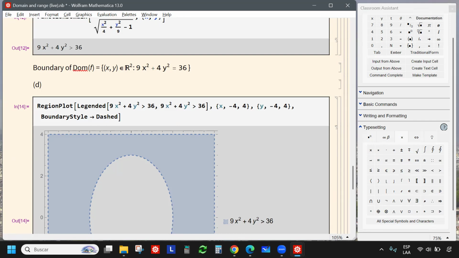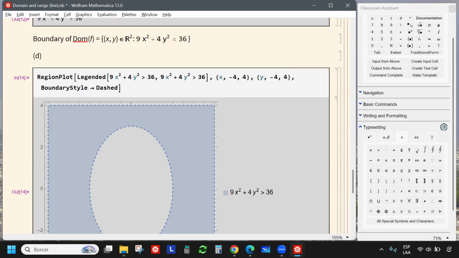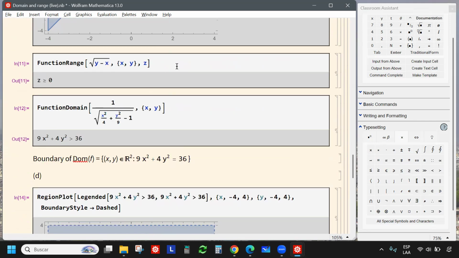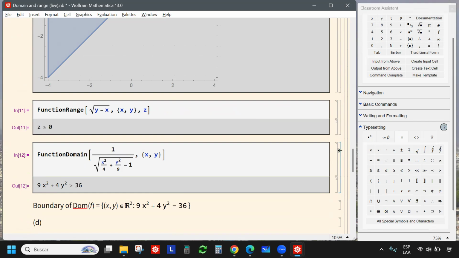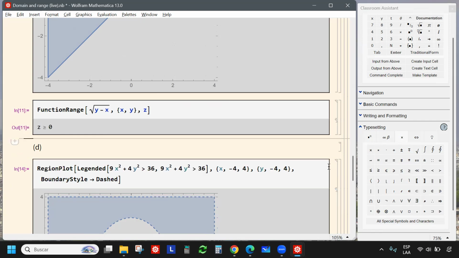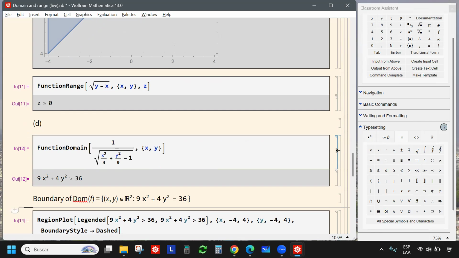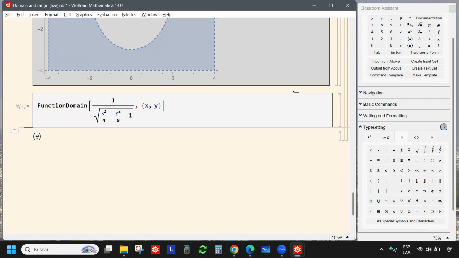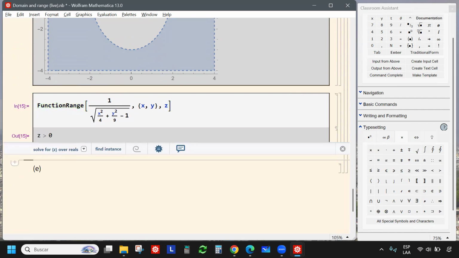Well, to end with this, we will find the range of this function. So function range, I will copy from above. I will order this. Function range. And I need the third argument, that is set. And it says it is set greater than 0.